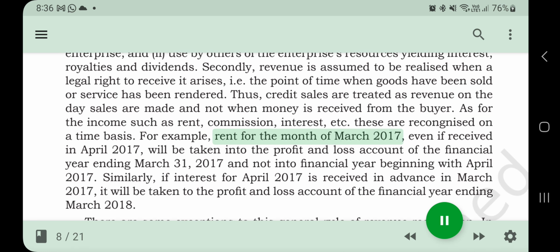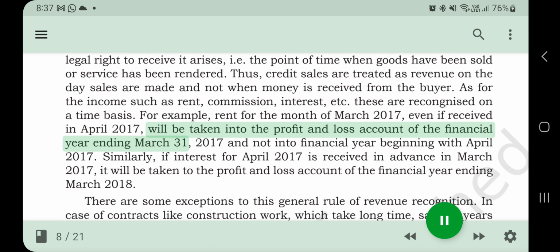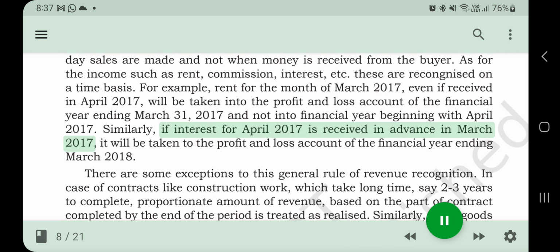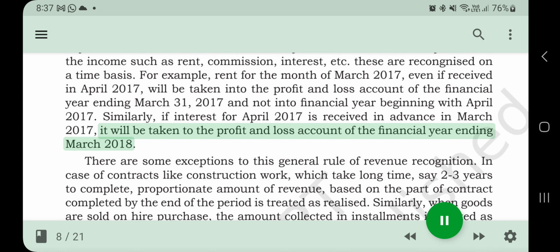For example, rent for the month of March 2017, even if received in April 2017, will be taken into the profit and loss account of the financial year ending March 31, 2017 and not into the financial year beginning with April 2017. Similarly, if interest for April 2017 is received in advance in March 2017, it will be taken to the profit and loss account of the financial year ending March 2018.